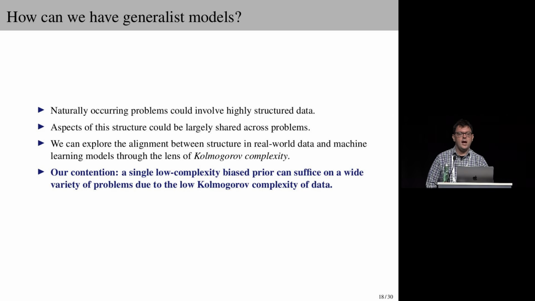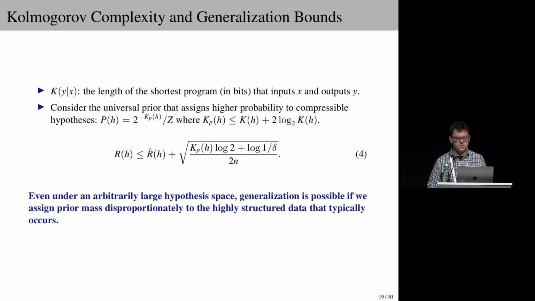So how could this be possible? How is it that we could have models that seem to be good on all sorts of different problems and even completely different modalities of data in light of results like the no-free lunch theorem? Intuitively, this is possible if naturally occurring problems involve structured data, at least the problems that we choose to model, which seems reasonable, and that aspects of this structure could actually be shared across a number of different problems. We can try to formally explore the alignment between structure and real-world data and machine learning models through the lens of something called Kolmogorov complexity. It's our contention that a single low complexity bias prior can suffice on a wide variety of problems due to the low Kolmogorov complexity in a lot of natural data distributions.